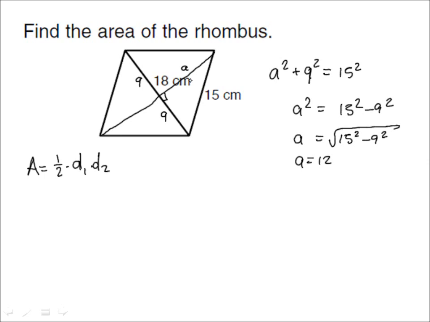Now, if a is equal to 12, this other diagonal then has to be equal to 24. So my two diagonals are, the one that I could originally see in the problem, 18, and the other diagonal equal to 24. So the product of 18 and 24 divided by 2 is equal to 216. So the area of this rhombus equals 216. And again, since each diagonal was expressed in centimeters and I'm multiplying centimeters times centimeters, I get an area of 216 centimeters squared, square centimeters.